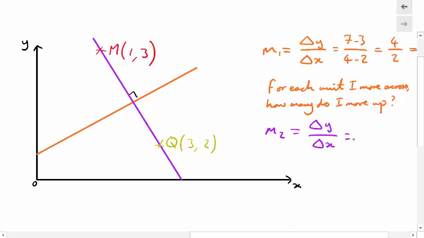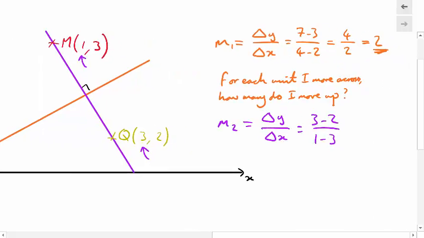So what's my change in y? Well, I'm going from M to Q, right? So I start at 3 and I go to 2, because my y coordinate of M is 3 and my y coordinate of Q is 2. So it's going to be 3 minus 2 on the numerator. That's my change in y. What about my change in x? Well, I'm going from M to Q again. So my x coordinate of M is 1 and my x coordinate of Q is 3. So it's 1 minus 3.